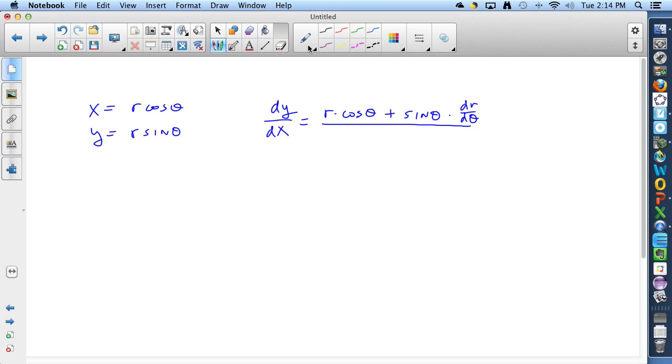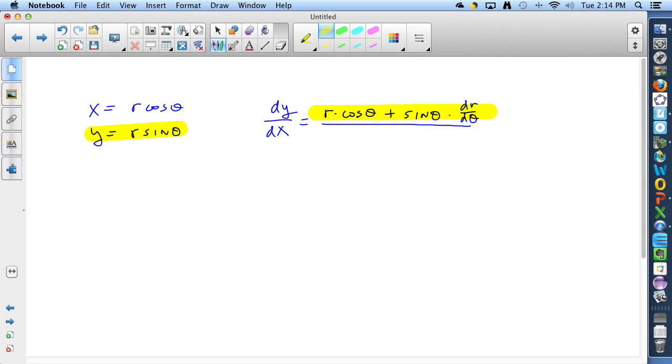Just to make the parallel, right here's the function, and there's its derivative, understanding theta is a variable and r is a function. Wait, shouldn't it be? Did I mess up? Oh, yeah, I got it. I might be off by a minus. Did I take my derivatives right?